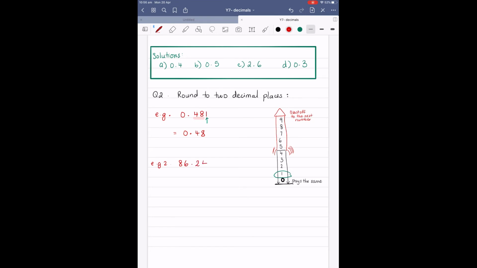Let's do one more example. Let's say we have 86.246. You want two numbers after the decimal place. That's 24. Looking at my next number, we have a number 6. Looking on your rocket ship, number 6 is in the red part of it. That means it has enough power to blast off to the next number. My 24 now becomes a 25. So 86.25. And that's how you round to 2 decimal places.